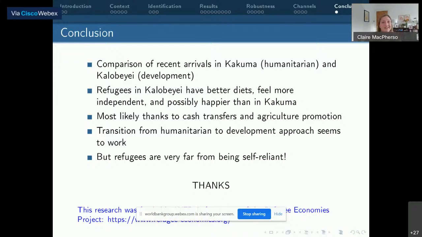But we also find that refugees living in Kalobeyei are far from self-reliant. The levels of food security, employment, and asset holdings are extremely low, and the labour and retail markets are heavily dependent on money from international organisations and NGOs. So there's still a long way to go before the settlement could be labelled as self-reliant.